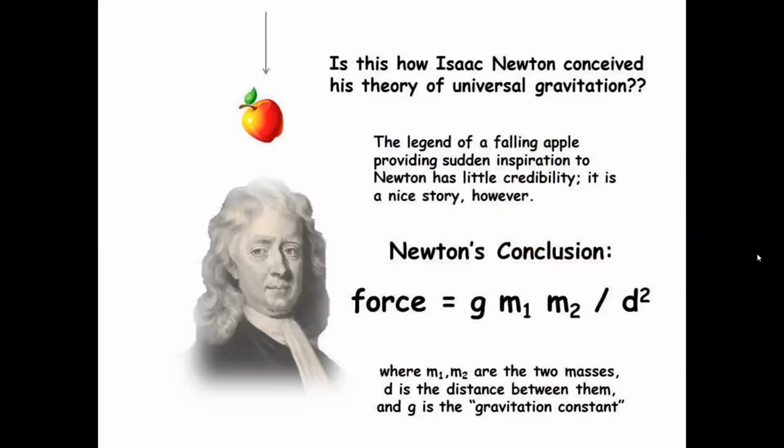Is this how Newton conceived his theory of universal gravitation? The legend of a falling apple providing sudden inspiration to Newton has little credibility. It is a nice story. However, Newton's conclusions were this: force equals G, m1 times m2, divided by d squared. All right, so m1, m2 are the two masses, d is the distance between them, and G is the gravitational constant. That's how it happened. Never happened with any, how shall we say, inspiration of an apple.